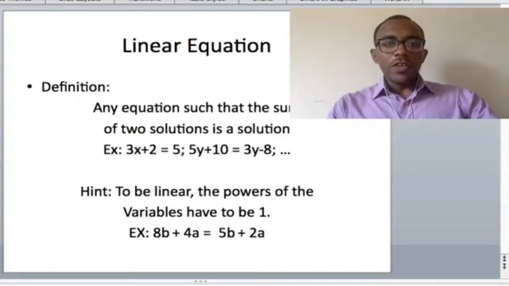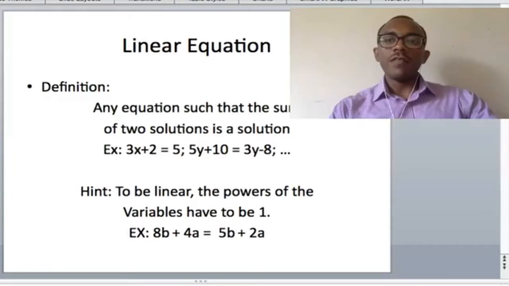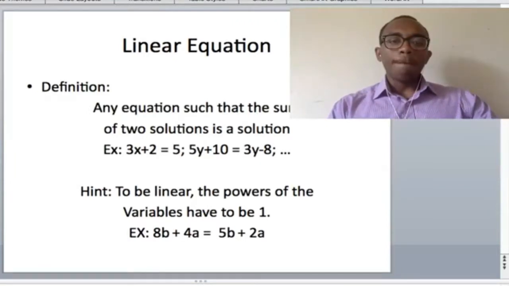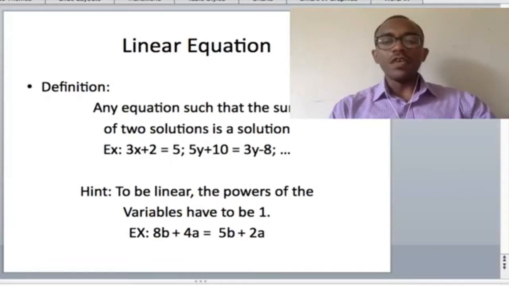All right, let's start with the definition. Linear equation: what is the definition or meaning of that? A linear equation, as you can read on the screen, is any equation such that the sum of two solutions is a solution. That means anytime you see something equal to something, it's called an equation.